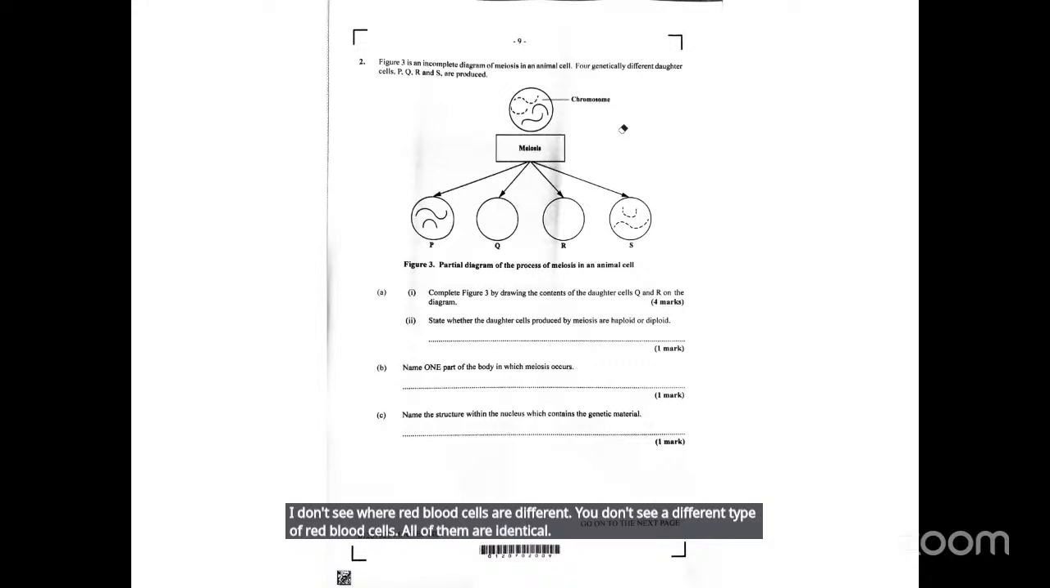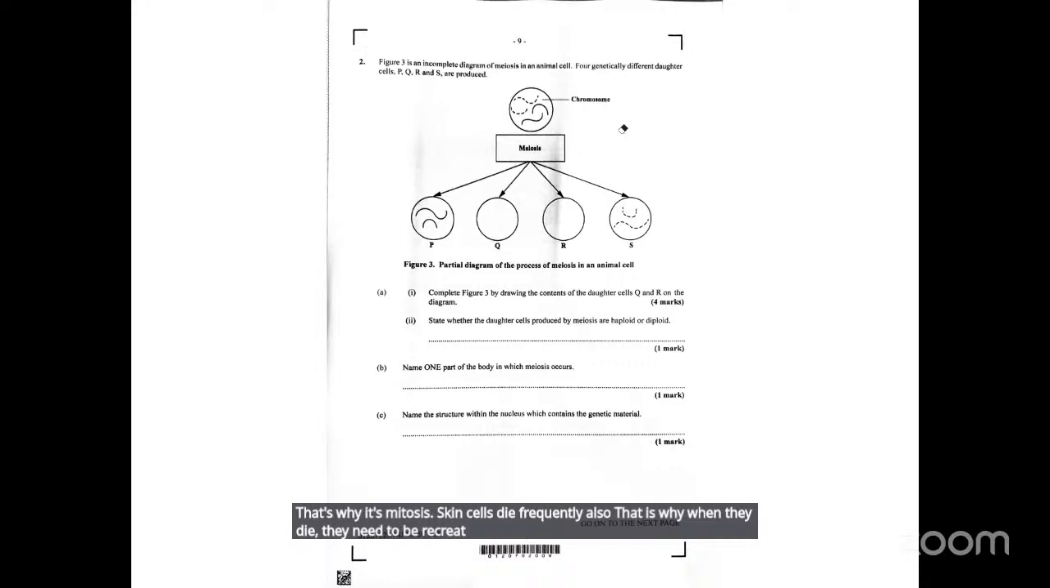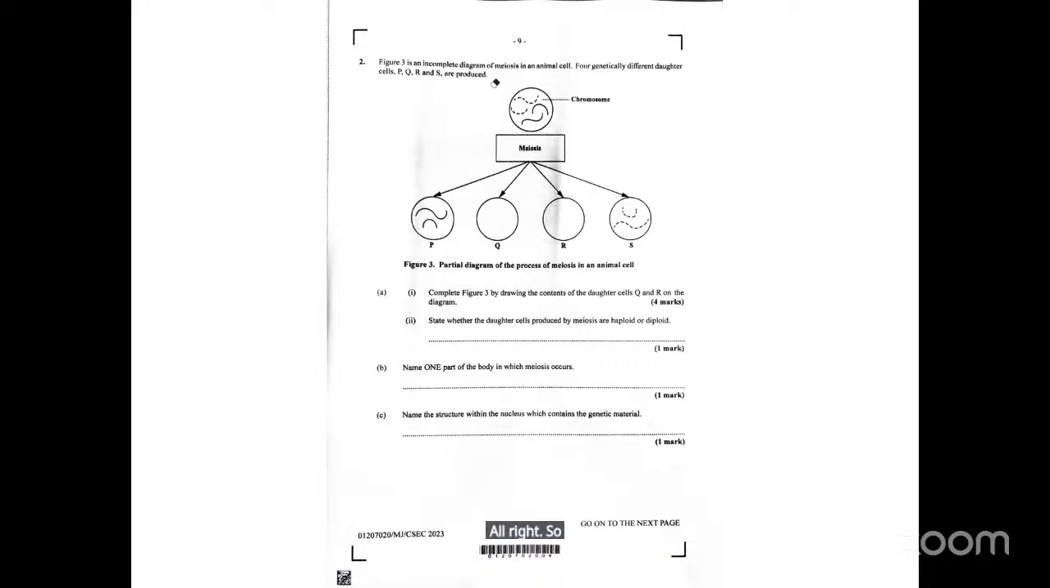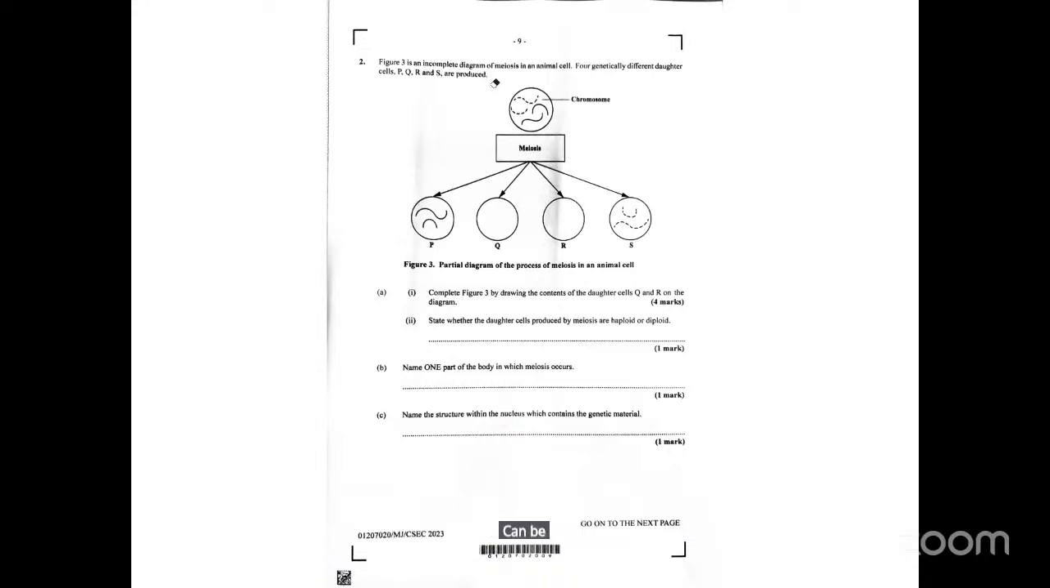All of them are identical. That's why it's mitosis. Skin cells die frequently also. That is why when they die, they need to be recreated through mitosis. Identical. So we see it's an identical clone. Right? So once you understand that, we're basically halfway through genetics. You would be surprised to know, knowing those two, the differences can be a game changer.